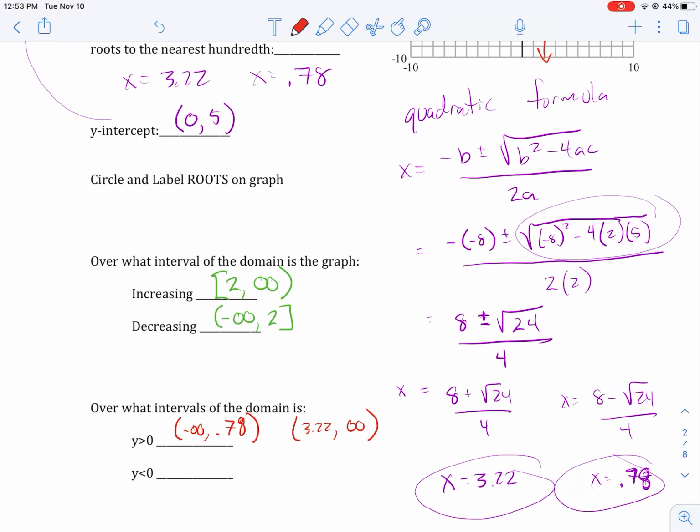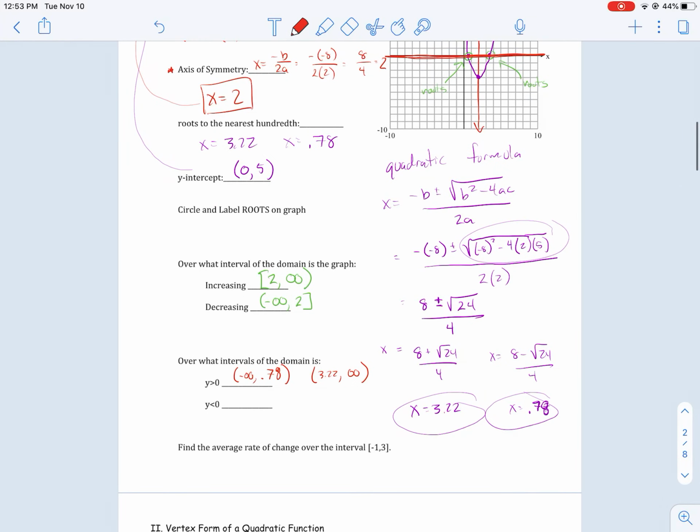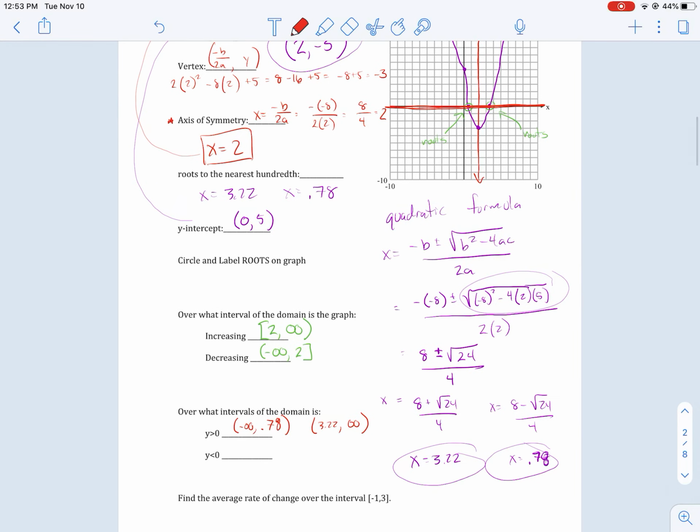Okay, over what intervals of the domain is y less than 0? It's when we are below the x-axis. It's still going to involve our roots, except we start at 0.78, and we're below the x-axis all the way up until 3.22. Oops, and I don't want that in brackets. I want that in parentheses.